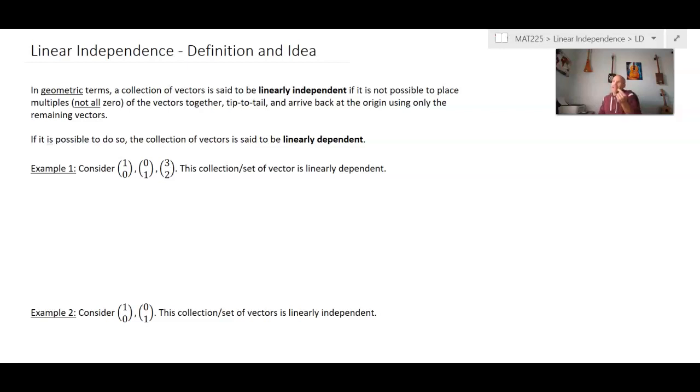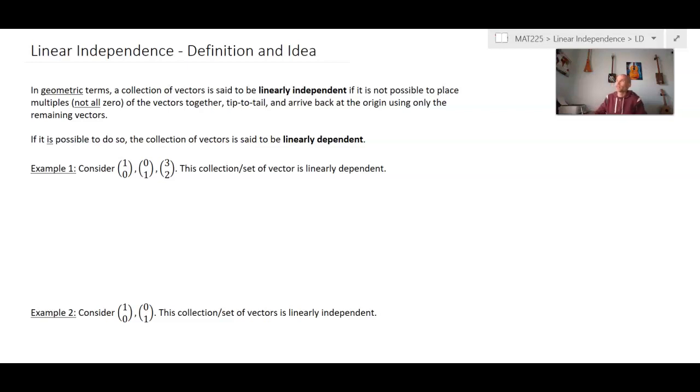When you see the word independence, it's natural to want to impose your own definition on it based on how you've seen the word used in real-world contexts. But it's a little bit different in linear algebra. So hang with me here as we try to unpack what this term means.